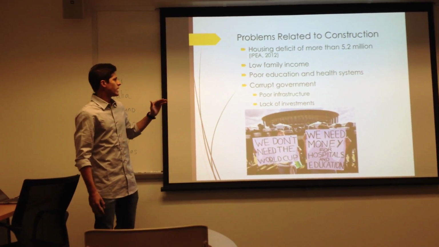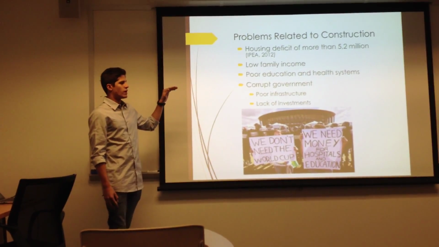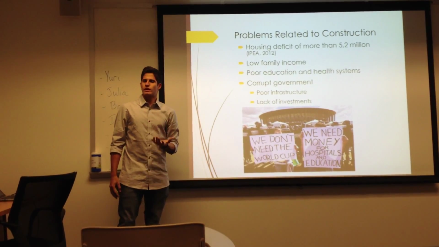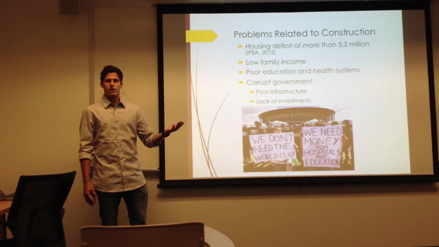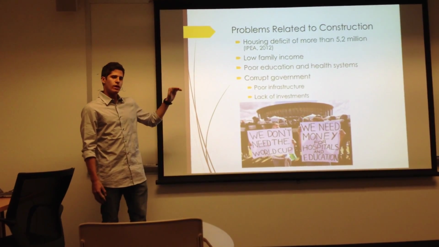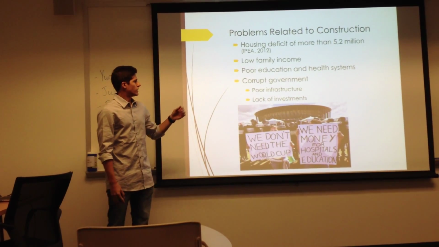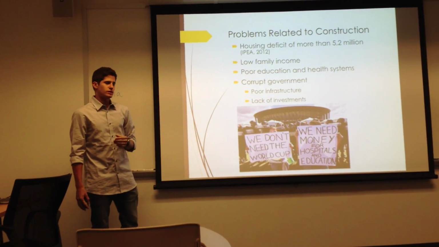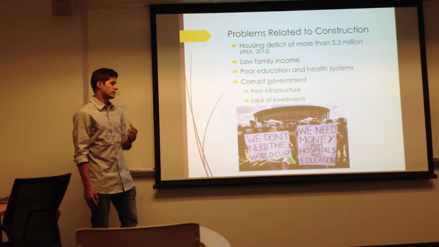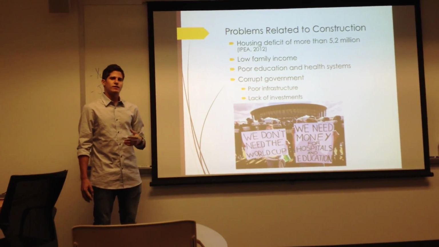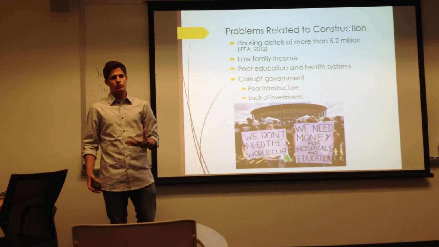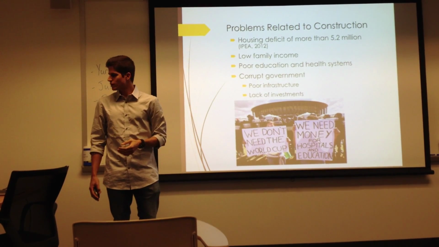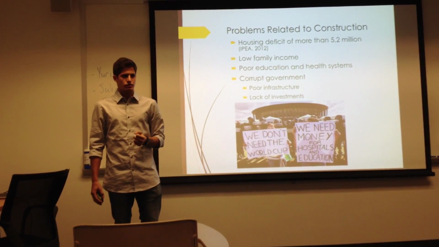We have the low family income and the poor education and health systems, which directly impact the choice of types of materials and the labor quality. And last, we have the corruption in the government, which directly impacts the infrastructure and the investments, which are essential to the good performance of the construction industry.